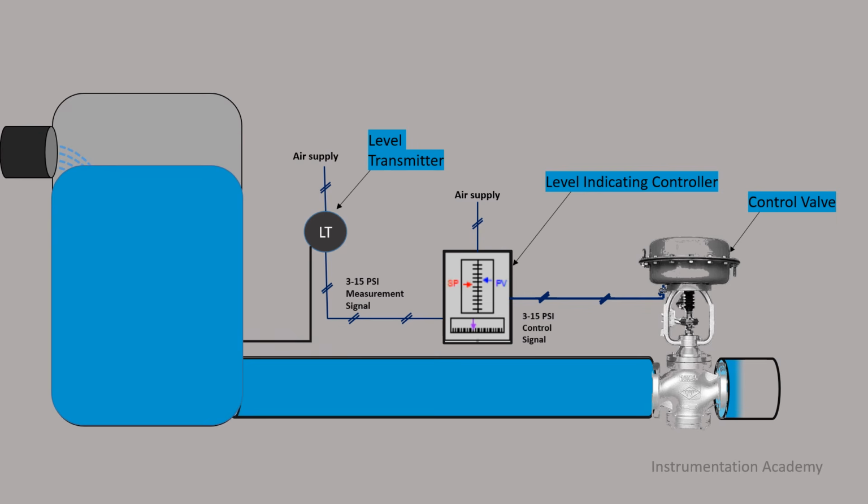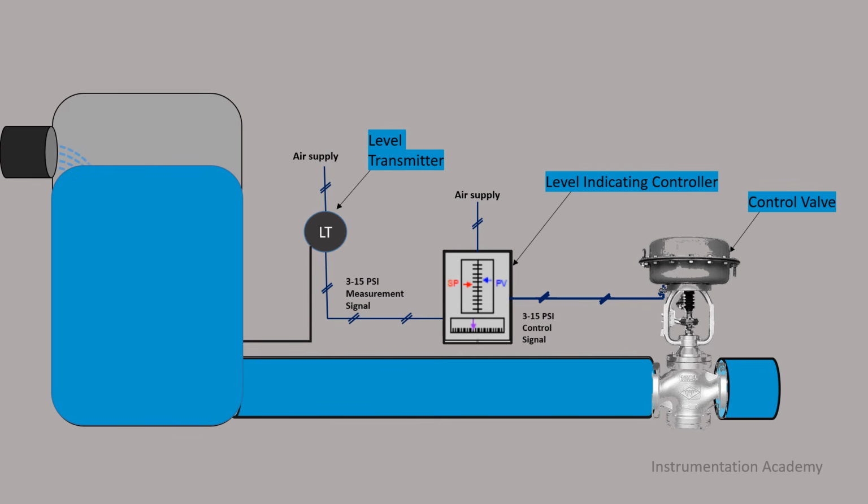Like the transmitter, the controller in this system is also pneumatic, that is operating entirely on compressed air. This means the output of the controller is also a variable air pressure signal, just like the signal output by the level transmitter. Naturally, the controller also requires a constant supply of clean compressed air through the air supply tube.